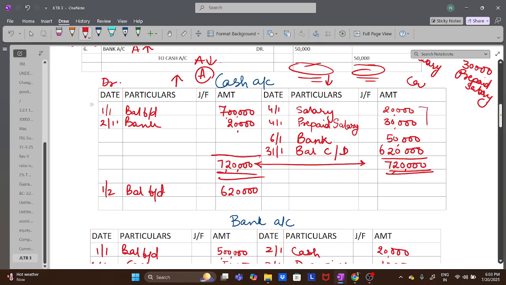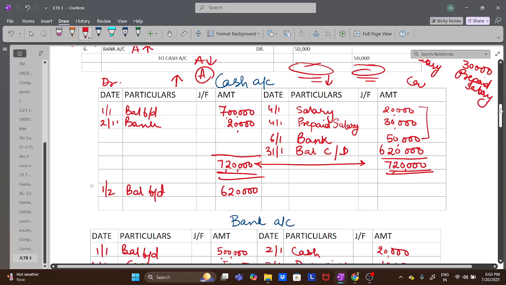Alternatively, this total is what? Do it in rough. How much is this total? 1 lakh. So 720 minus 1 lakh is 620. Writing amounts one under the other and then writing the total, or manually deducting the total if few transactions are there, will save your time.